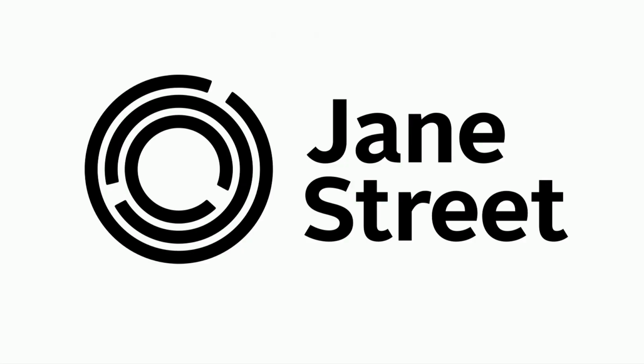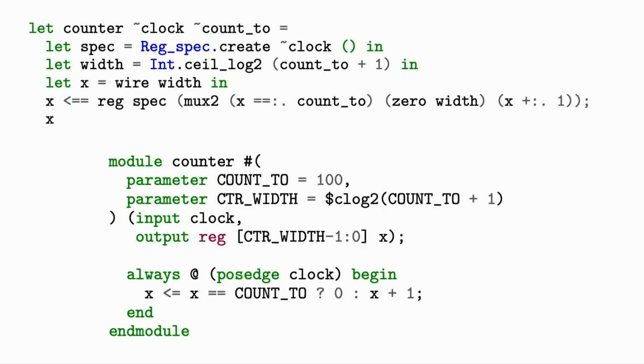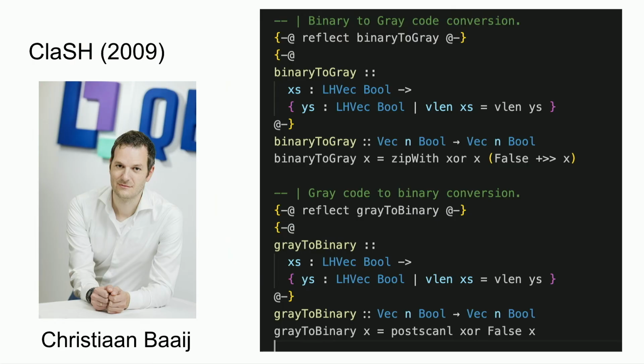You might think Jane Street is a company that makes nice t-shirts. And the t-shirts are very, very nice. But they also make a hardware description language, a functional hardware description language. There is a language called HardCaml. Of course, it's no camel. This is what a running example counter looks like, and it generates the following SystemVerilog.